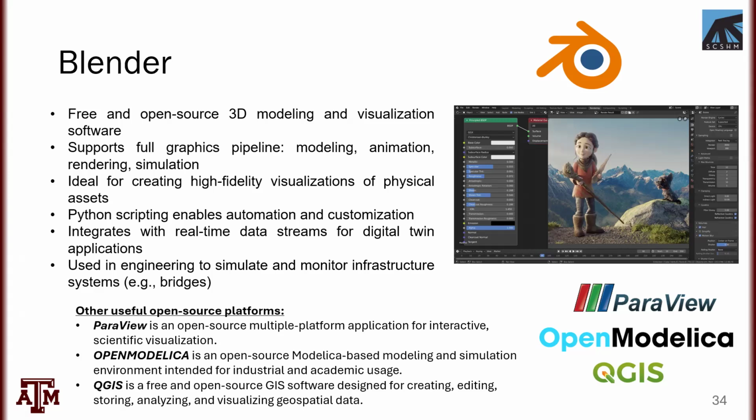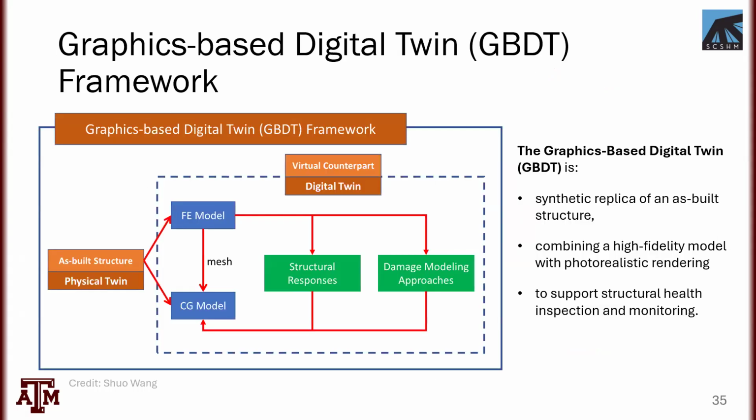Okay, so then we arrive at this graphics-based digital twin framework where we basically start with our as-built structure. This is your physical twin. From this, we develop our finite element model. We use the finite element model mesh to help develop our computer graphics model. From the finite element model, we can also simulate structural responses. This is mostly your linear elastic response. We can also have plastic behavior, those damage modeling approaches that exist. And then these responses are then used to visualize the computer graphics.